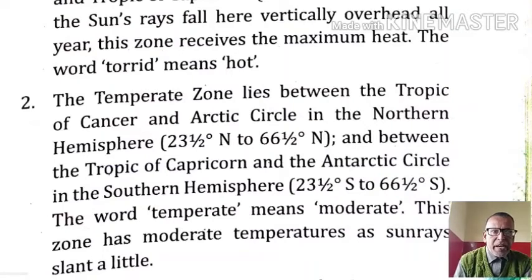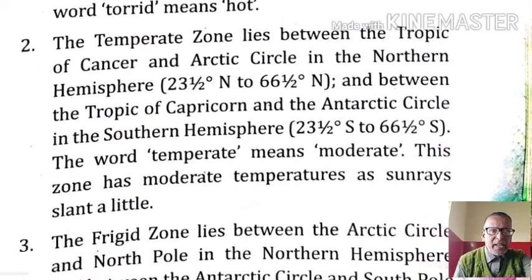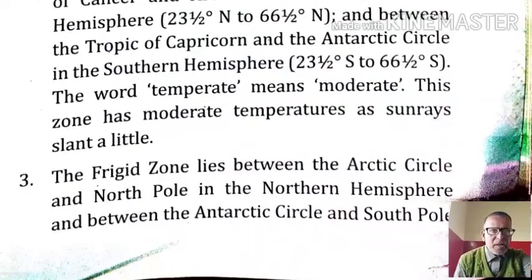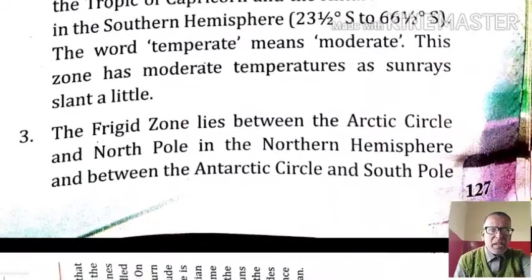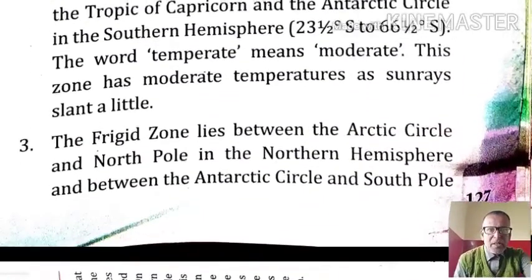The word temperate means moderate. This zone has moderate temperatures as sun rays slant a little. Moderate means neither too hot nor too cold. So it is moderate there because of the slanting nature of sun rays.